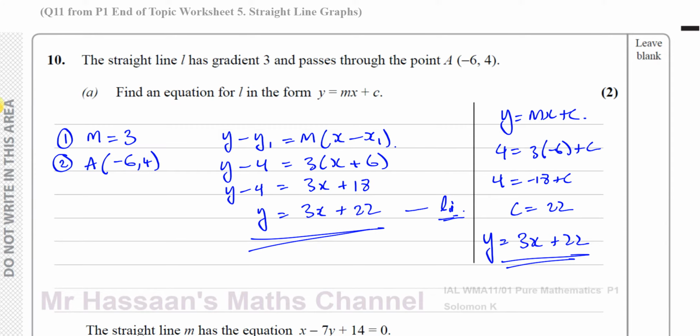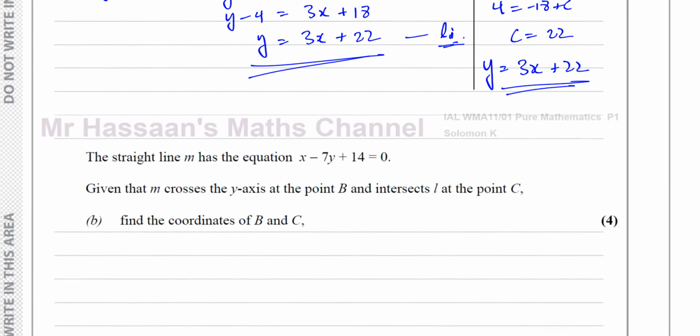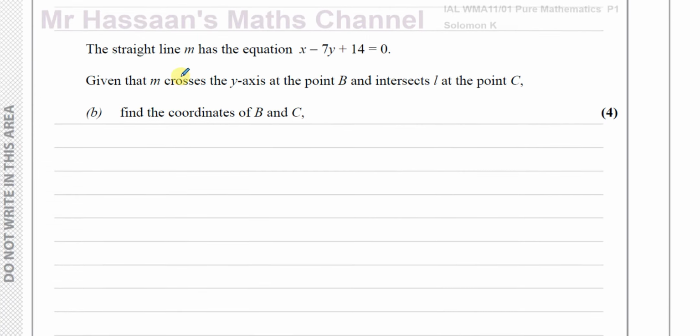So that's part A. Now for part B, they told us that the straight line M has the equation x minus 7y plus 14 equals 0. And we're told that M crosses the y-axis at the point B and intersects the line L at the point C. We need to find the coordinates of B and C. So we need to know the equation of the line L, which we just found, which is y equals 3x plus 22.